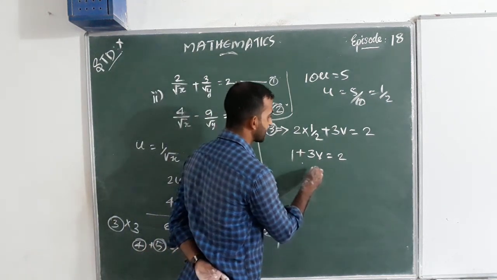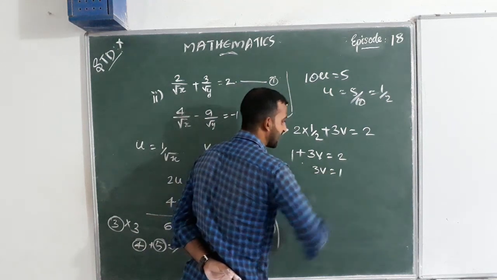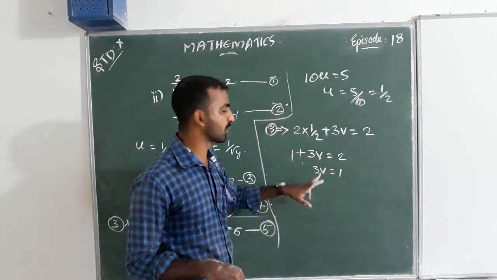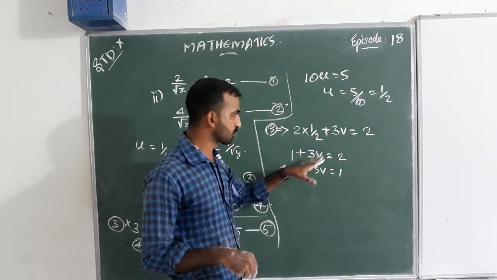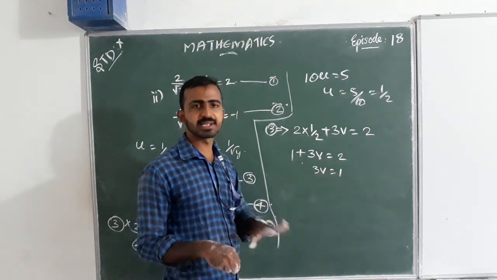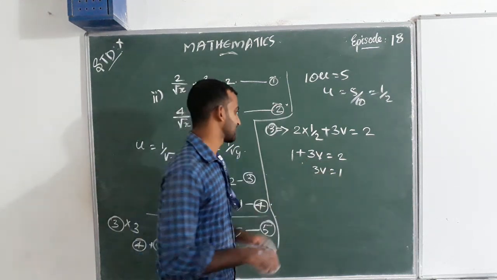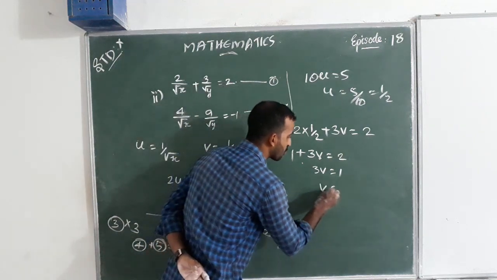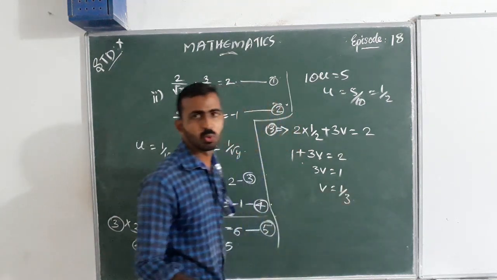That is we get 3b equal to 2 minus 1. We get the answer 1. Is it? Yes. That is b equal to 1 by 3.